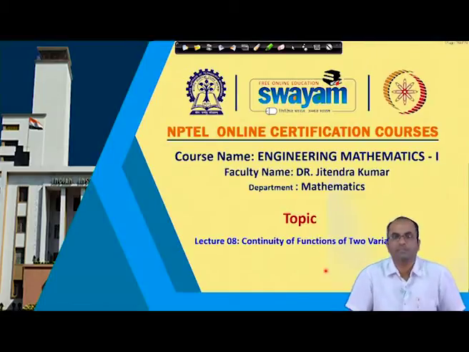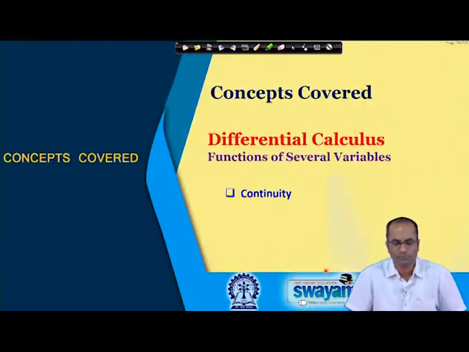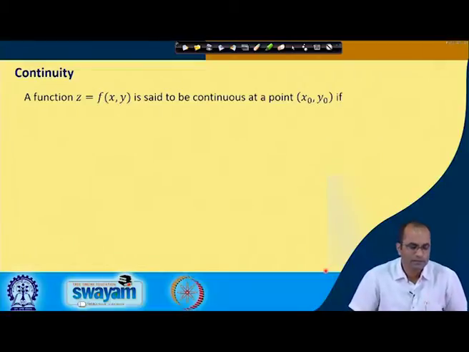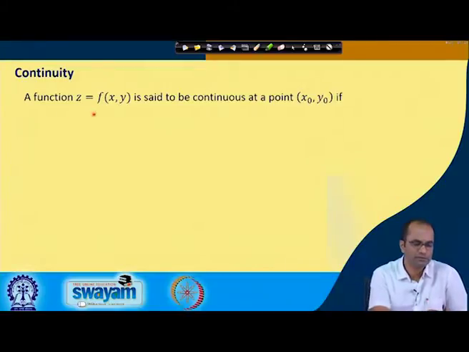Okay, welcome to Engineering Mathematics 1, and today we will be talking about the continuity of functions of two variables. So, we have already seen the definition of limit, indeed the delta epsilon definition of limit, and this is motivated by that definition.